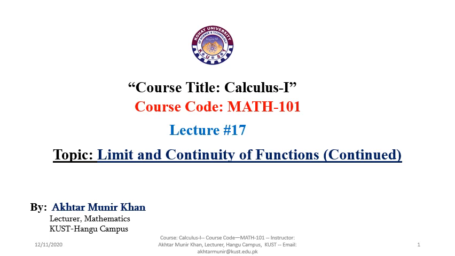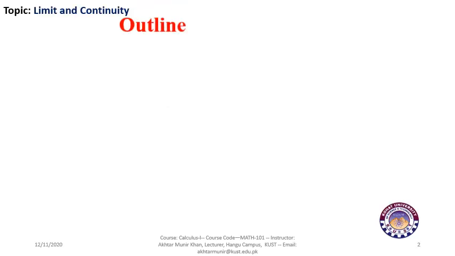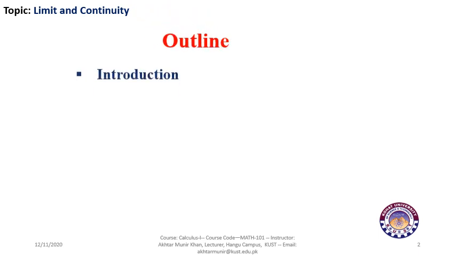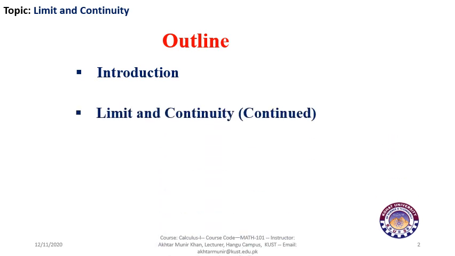This is lecture number 17 and the course title is Calculus 1 with the course code Math 101, and we will continue the topic we have studied in our previous lecture, that is in lecture number 16, which is limit and continuity of functions. The outline is similar to the outline of the previous lecture, that is introduction and limit and continuity.